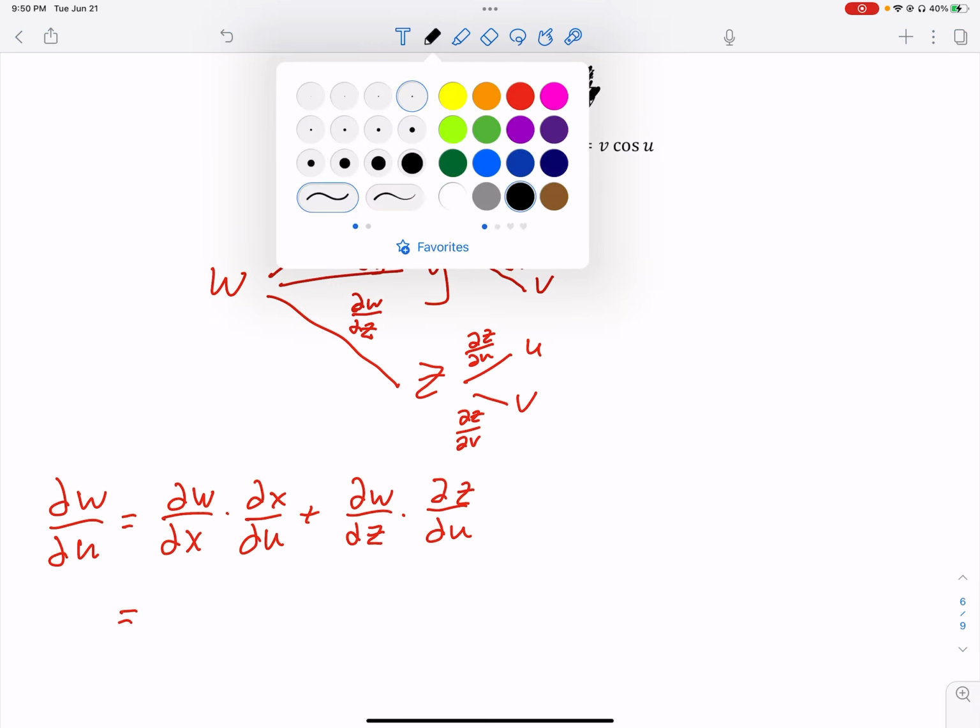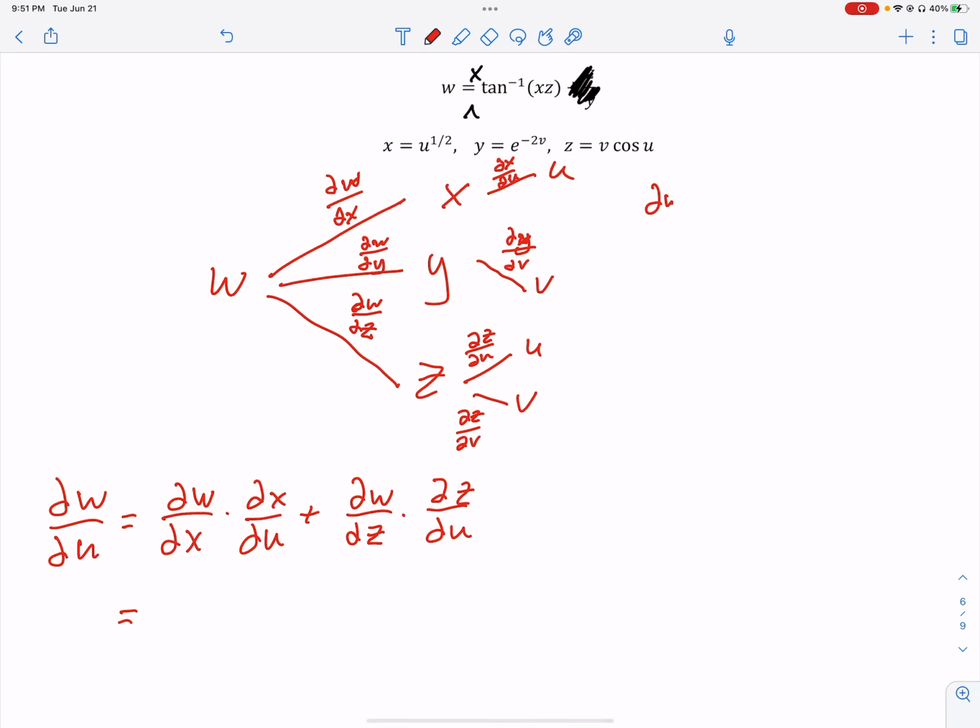All right, so I'm going to get each part. I guess I could do it up here. dw with dx. I need that. All right, that's just going to give me that arctan.